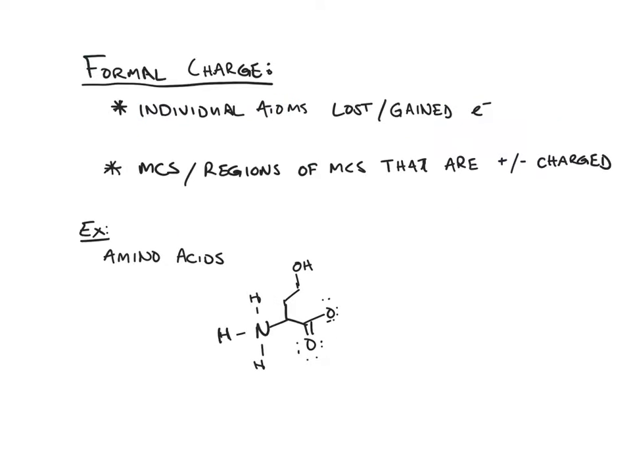So let's take a look at formal charge first, because it tends to be a little bit easier to think about. When we think about formal charge, we're looking at individual atoms that have lost or gained electrons within our structure. And so we have molecules or regions of molecules that are fully positive or fully negatively charged. If we look at the structure down here, this is called an amino acid. You talked about these in biology, building blocks of proteins. At pH 7.4, this is the structure that exists.